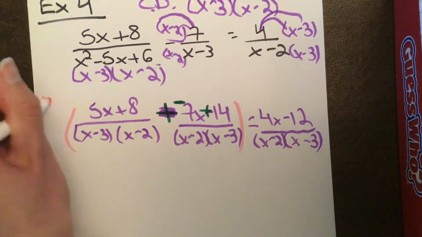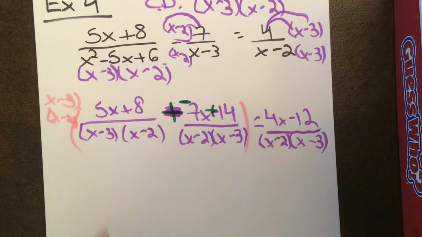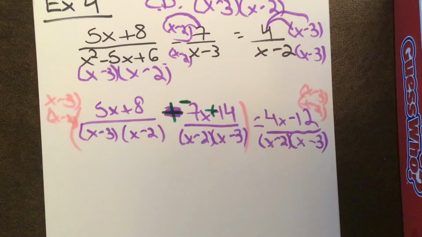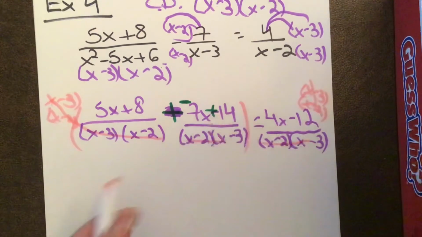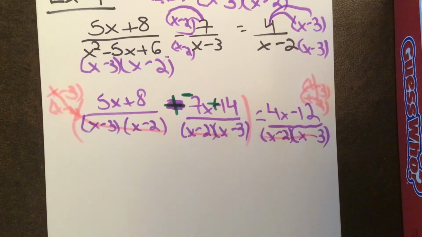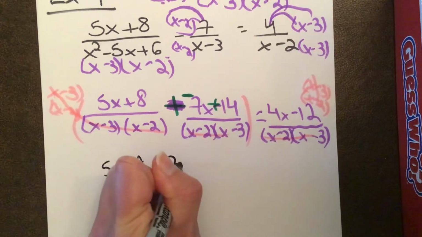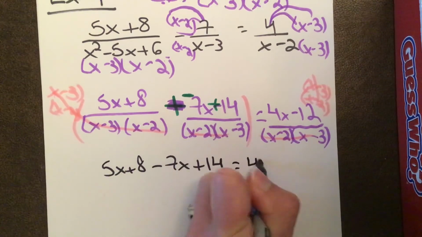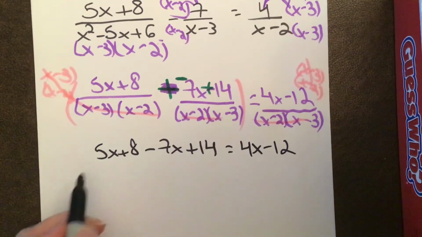So now I'm going to go ahead and get my denominators to cancel out. So I'm going to multiply this side by x minus 3, x minus 2, and I'm also going to multiply this side by x minus 3. Okay, denominators, poof, poof, poof, poof, right? It feels good to get rid of those denominators, and then I'm just going to write my numerators. So I've got 5x plus 8 minus 7x plus 14 equals 4x minus 12.